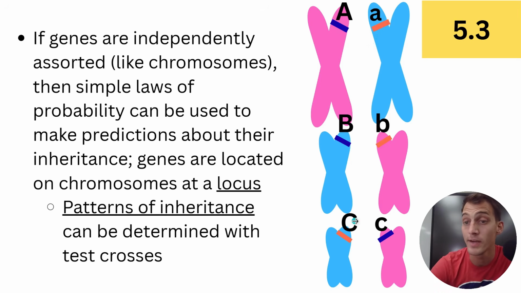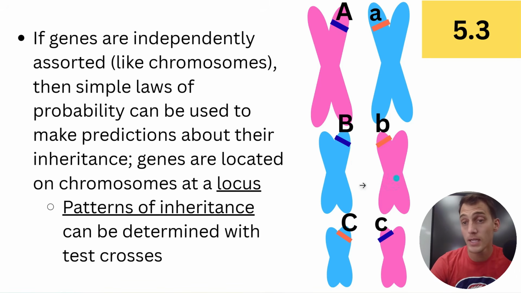So these are two different variations or versions of that same gene. Same with B and C over here that are located on separate chromosomes. All right, so we're going to be applying some probability here, but that's a big if here, and we're going to talk about when this doesn't work later on. But as I put, if genes are independently assorted like chromosomes are, then simple laws of probability can be used to make predictions about their inheritance. Okay. Which means that we can use some simple addition and maybe some multiplication in order to make a prediction. Hey, if I take this organism with these traits and I take this organism with these traits and they have babies, what traits are their babies going to have, and how many of them will have this trait and how many of them will have this trait?